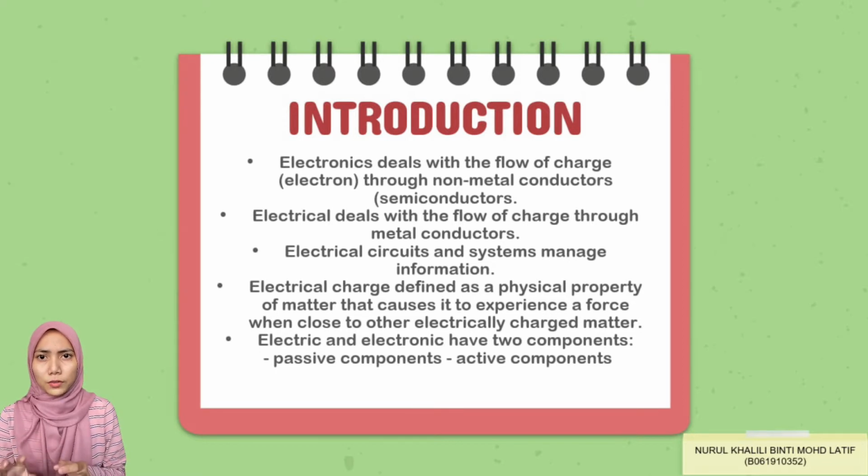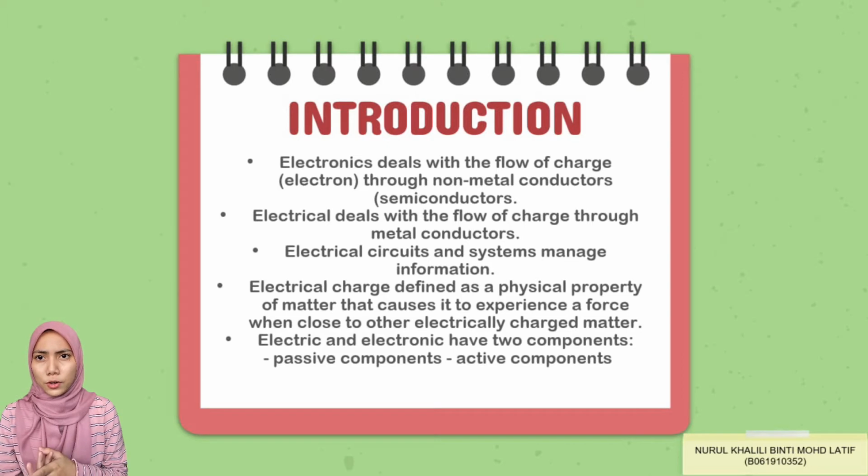Electronic deals with the flow of charge through non-metal conductors, while electrical deals with the flow of charge through metal conductors. Electrical charge is defined as a physical property of matter that causes it to experience a force when close to other electrically charged matter. Electric and electronic have 2 components.